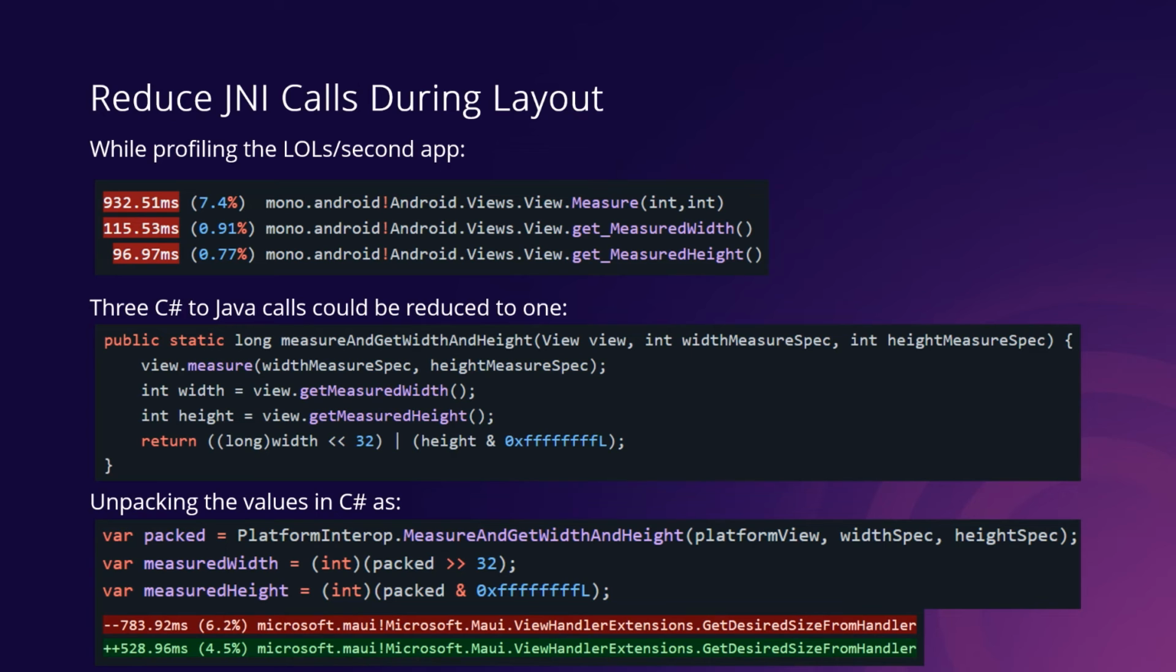And this is something that you should always be skeptical about, that this is going to be faster, right? Only through measuring before and after did we actually realize that this is even a good idea at all. You can see here, I think this is a trace of the LOLs per second app, but a method called get desired size from handler is what was doing all this work, and we could see it had a good impact to performance. We could also see more LOLs a second, which is always good. Too many LOLs.